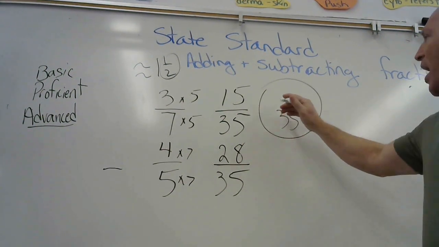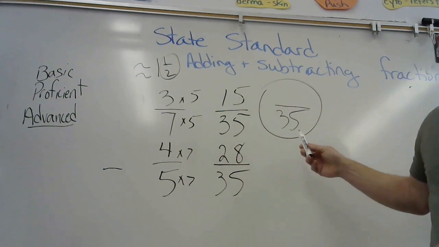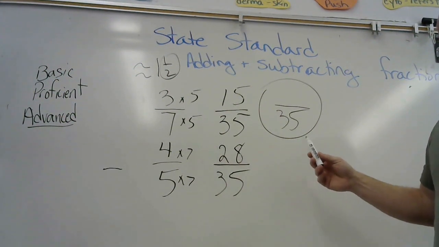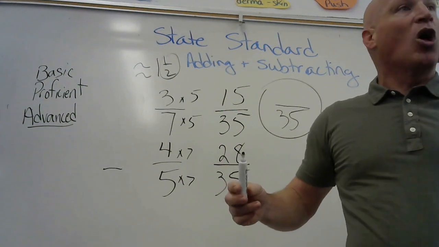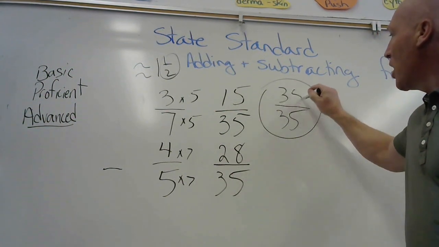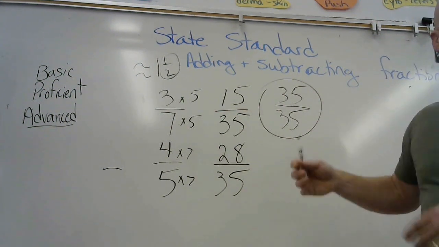But wait a minute, this is a whole. What do we know about fractions? The relationship between the numerator and the denominator that makes up a whole. The numerator is how many parts are in the whole. And if the whole is cut up into 35, how many parts would equal a whole pizza? 35. Right. So I know I'm going to cut this pizza up into 35 equal pieces, and I'm going to have all those pieces.